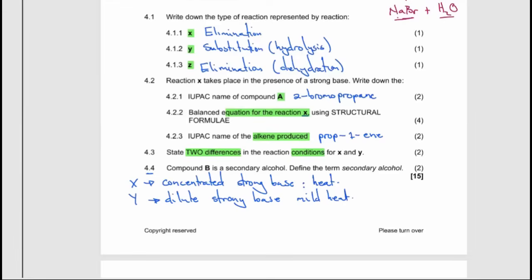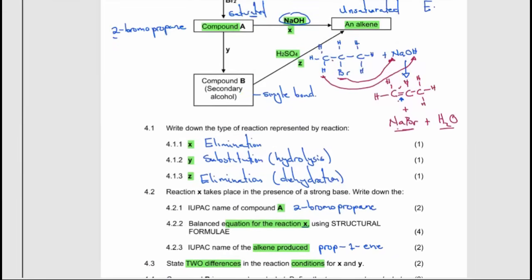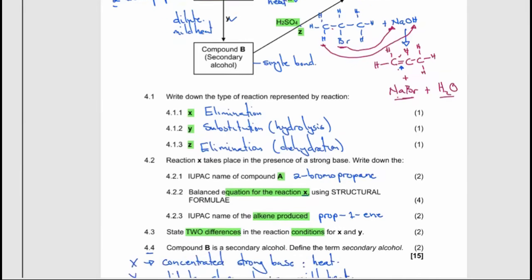Then to proceed to 4.4, just to look at X and Y. So this is the X part and the Y part, right? For X, what you are using there is a concentrated strong base. Can you see already you are having your sodium hydroxide as a strong base, but it should be concentrated, right? So here also we're going to have a strong base, but it should actually be dilute, right? And then in terms of the heat, we say mild heat. And then here we are actually going to just say heat. Okay, so this is what we're having as the differences between X and Y.